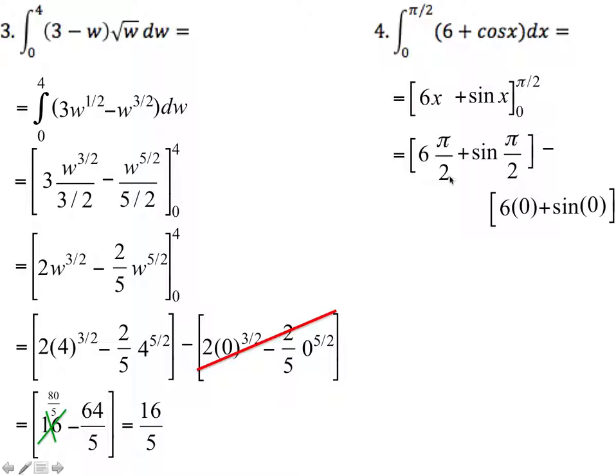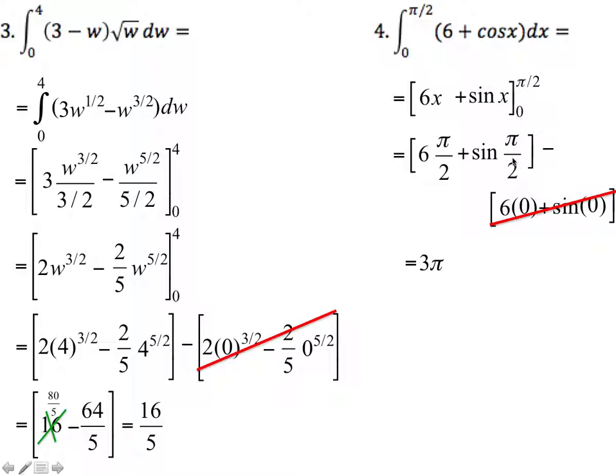So 6 times pi over 2. If we notice again, I use a lot of zero lower bounds just because it makes the math a little easier as we're beginning to learn this. It just means we're always starting from the origin location. This whole second thing is going to be 0, because sine of 0 is 0. So we can eliminate that for the time being. 6 times pi over 2 is going to be 3 pi.